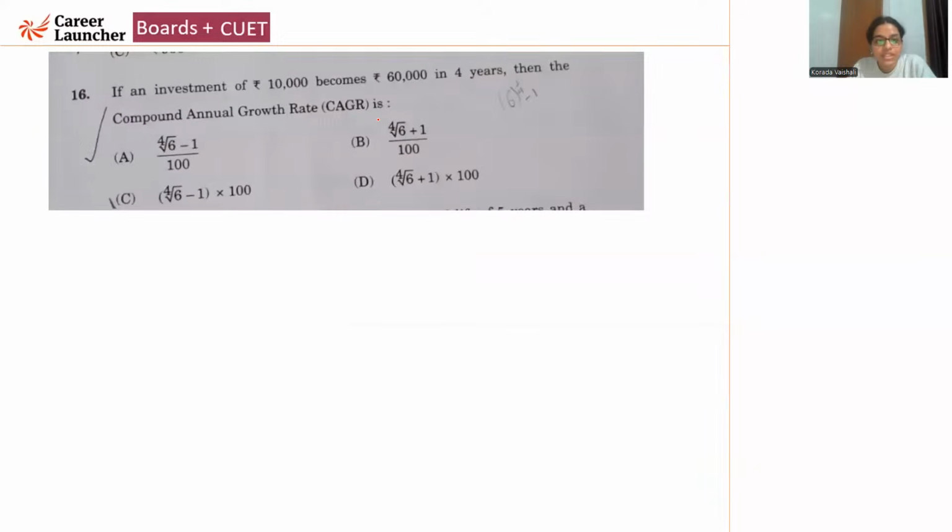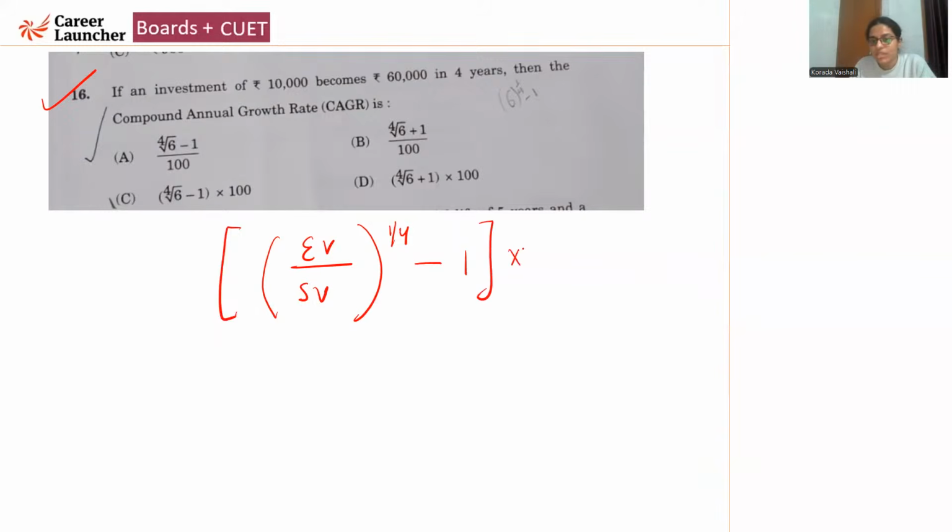Now coming to question number 16. Question number 16 says, this question is based on CAGR. So it is basically ending value divided by starting value to the power 1 by 4 minus 1, right? So finally, we multiply this with 100. Now there are two options which have divided by 100, so we will cancel those. One has a positive sign, which is wrong. So straight out without any calculation, you can say option C is right.